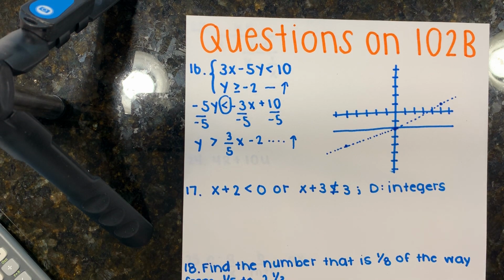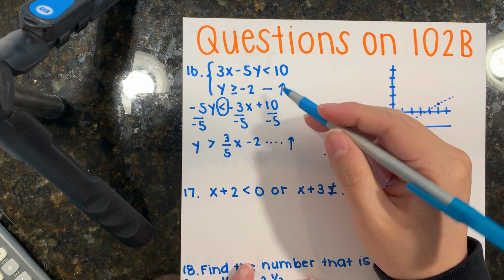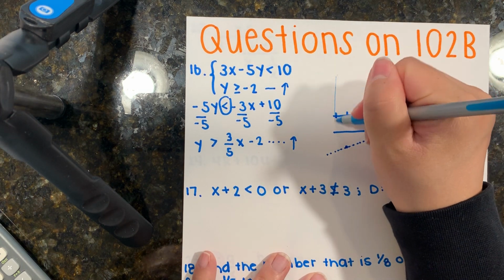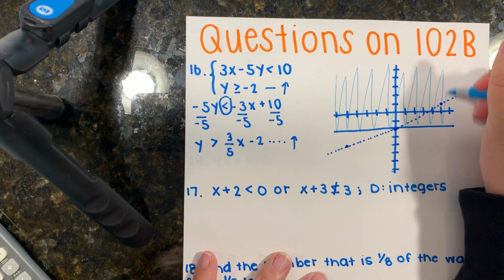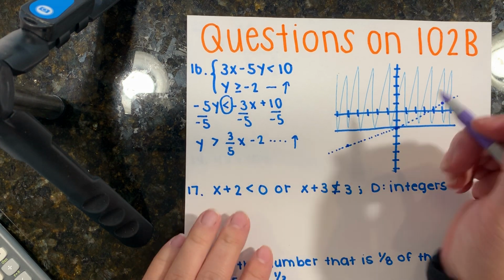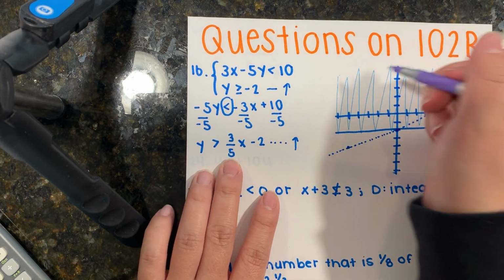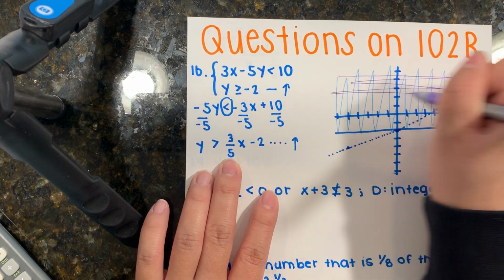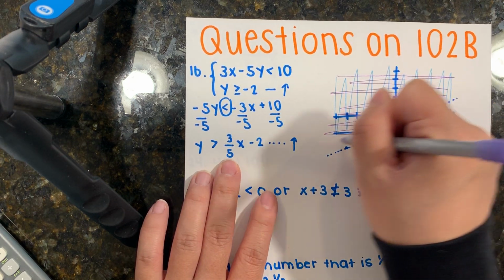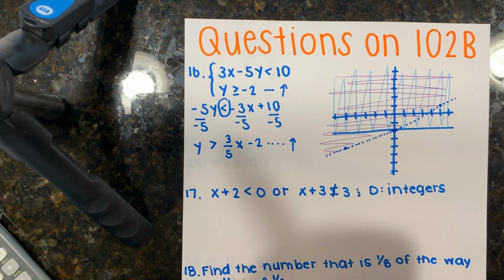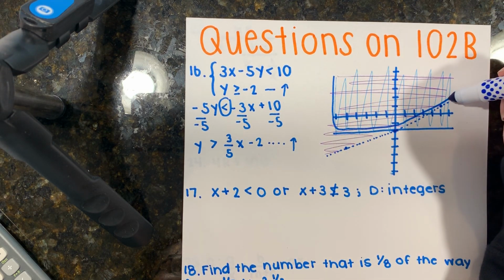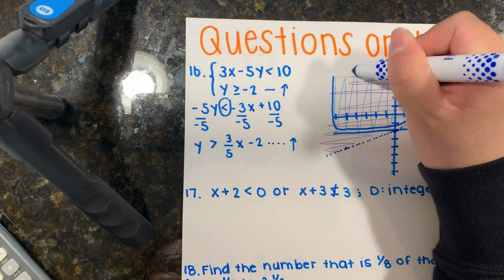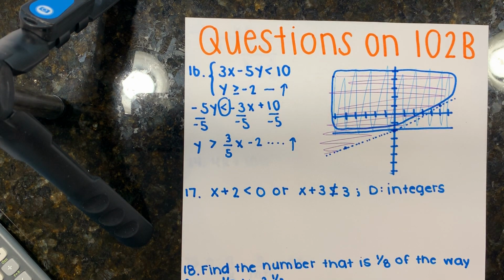So now we're going to shade the regions that satisfy. For the solid line, I'm going to shade everything above it like this. And for the second one, I'm going to shade everything above this slanted line. So that would be everything up here, everything above it. My answer is going to be the region that's covered by both, and that would be the region above both of these lines. So above the slant line and above the straight line. And that would be your result for number 16.